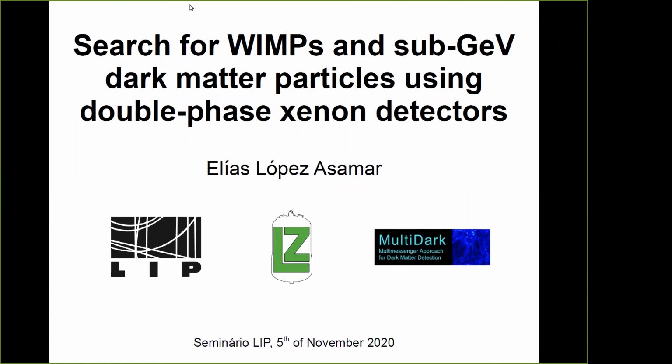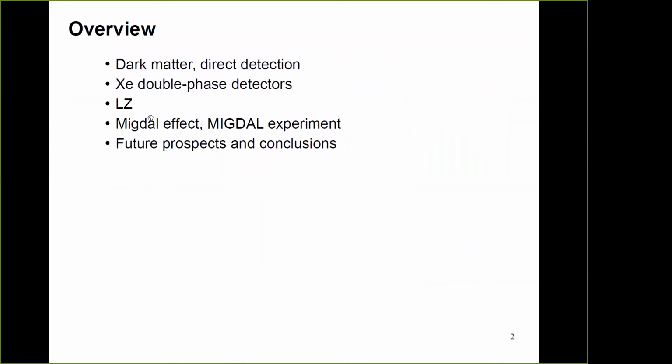All right, thank you very much. So the subject of this seminar is the search for dark matter particles using xenon detectors. I will go through all these points. I will start introducing dark matter and then progressively going to the detection, double phase detectors, and I will focus on one experiment, which is LZ. And then after that, I will move to another related subject, which is the confirmation of the Migdal effect using the Migdal experiment. And then I will talk briefly about the future prospects for xenon experiments.